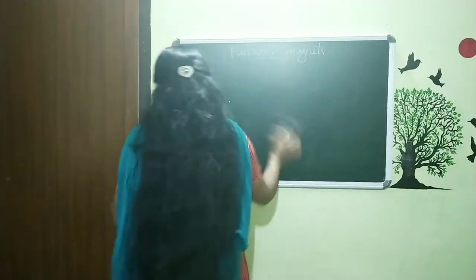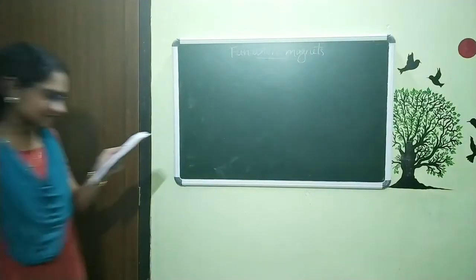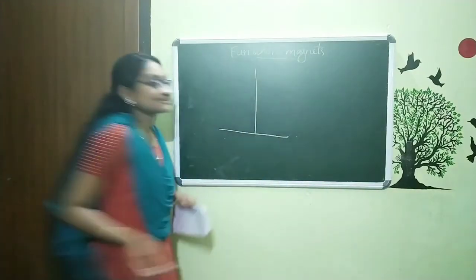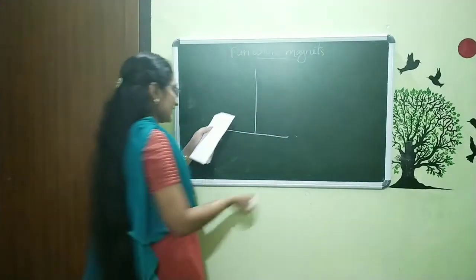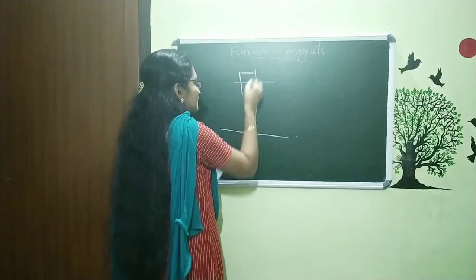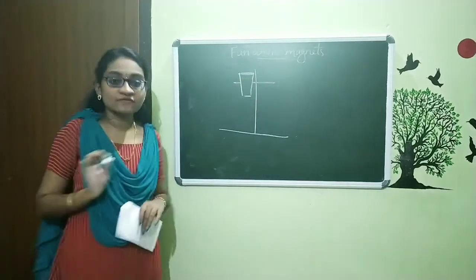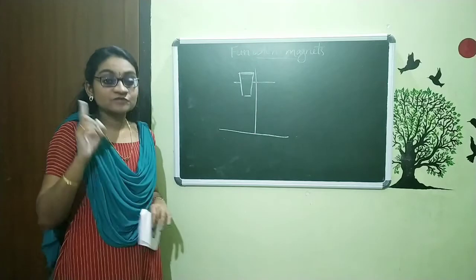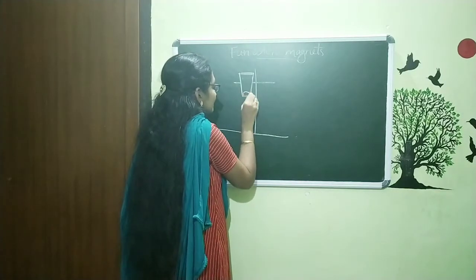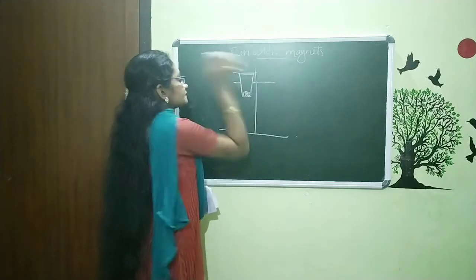Now the thing is this. One activity is mentioned in the textbook. Very simple activity, just read it. We are taking one stand, and in this stand I am clamping one paper glass. That means I am fixing one paper glass and putting one magnet inside this glass, and closing it.